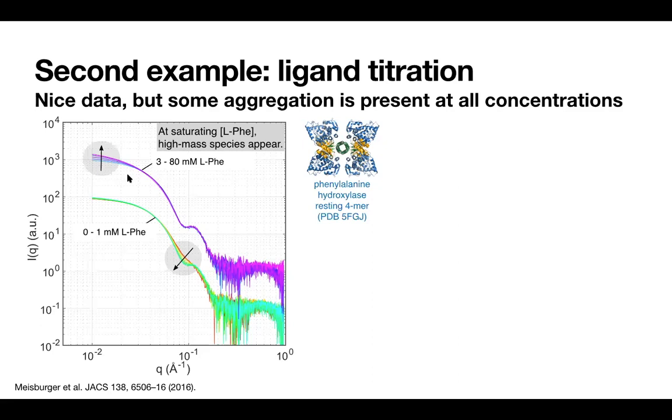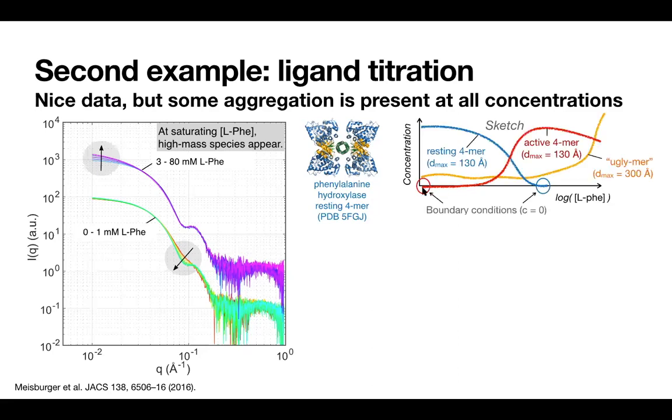And we'd actually done SEC-SAXS on this system as well, and so we knew that between 0 and 1 millimolar phenylalanine, this was not a completely pure solution. There was actually still a bit of this high mass thing present. So the sketch of what we have is like this. We have our resting state tetramer being the dominant component at low phenylalanine. And then as we add more phenylalanine, we have an active tetramer that starts to be dominant. But all along, we have some uglymer, some large aggregate thing that we don't really know about. And it's at a low level at the beginning, and then it goes up at the end.